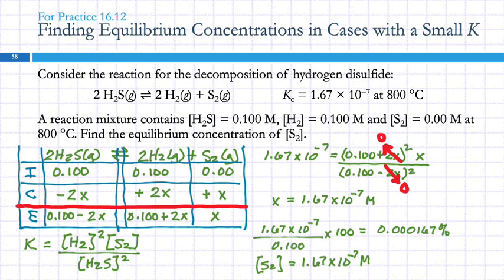Let's, just for grins, see what the solver would say. If you came in late, there's TI-36X Pros up here that you're welcome to borrow. So 0.1 plus 2x, quantity squared, times x, divided by 0.1 minus 2x, quantity squared.